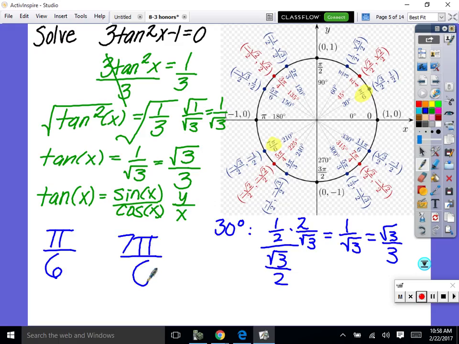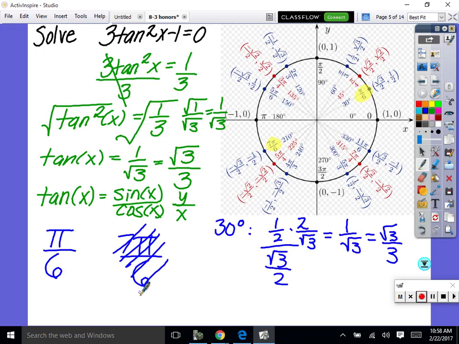Yes, these would both, because we want all the solutions. Oh, actually, no. In this one, we wouldn't have that. Okay, this is a good point to make. So I have both of those. Technically, yes, those are both solutions. However, we don't write 7 pi over 6, because what we're going to do is say pi over 6 plus pi n. Now, why is it only plus pi n?